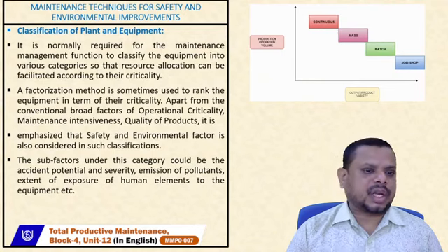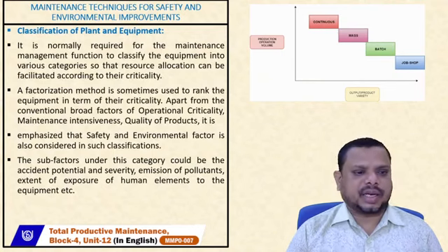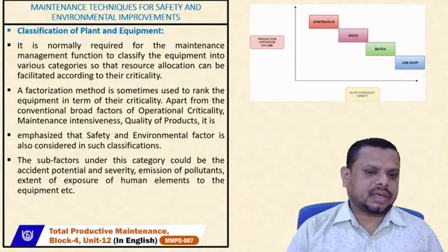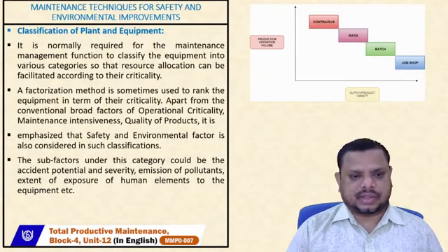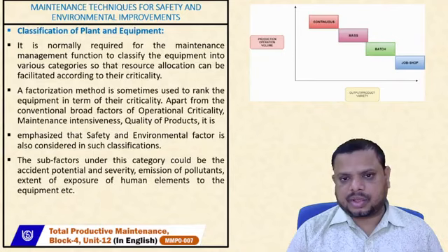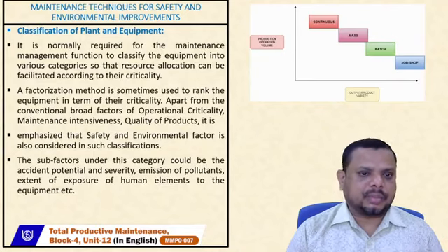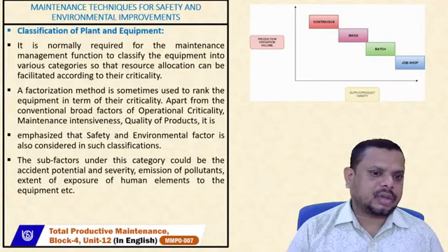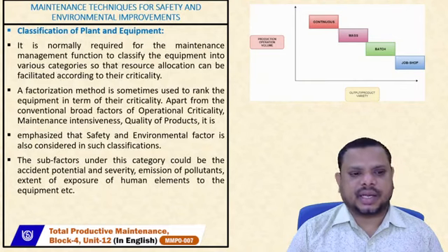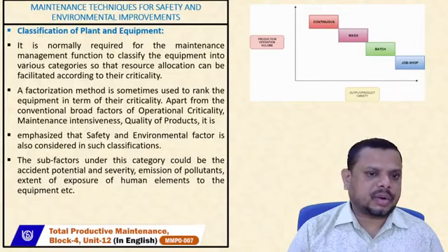And apart from the conventional broad factors of operational criticality, maintenance intensiveness or quality of product, it is emphasized that safety and environmental factors are also considered in such classifications. So as I told, in case of plant classification, we basically depend upon the production volume and product varieties. But equipment classification should be done upon the rank factor first, and the second factor is operational criticality or quality of products. So these few parameters should be considered in classification of equipment.